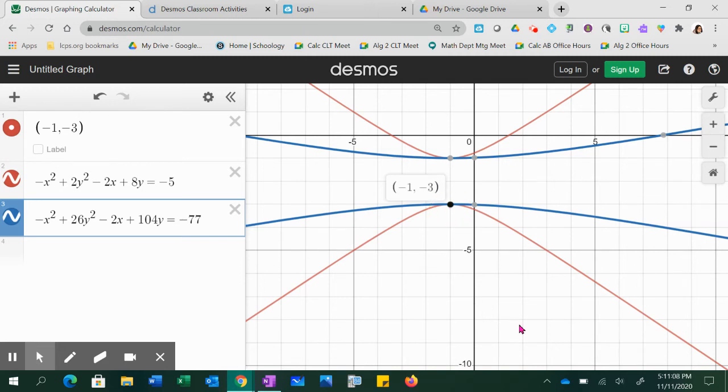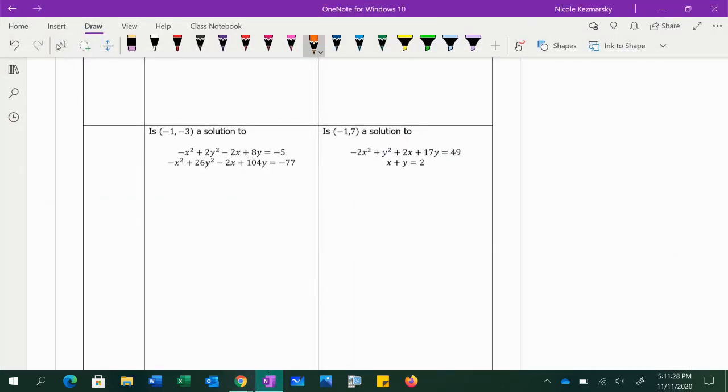Okay, so now intersection just means that the point is shared between the two curves. So even though this blue curve doesn't cross all the way through the red curve, it still counts as a solution. So we will go to our notes and we will say yes. Okay. And let's try the next one.